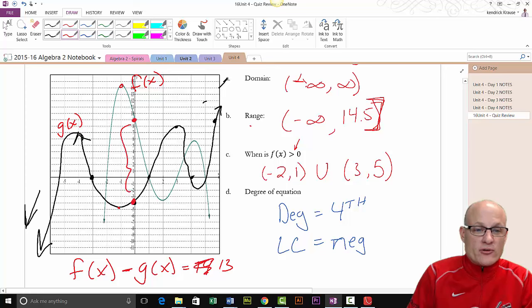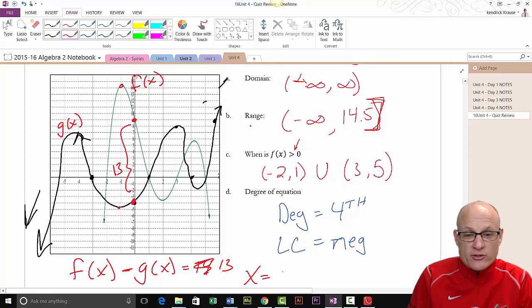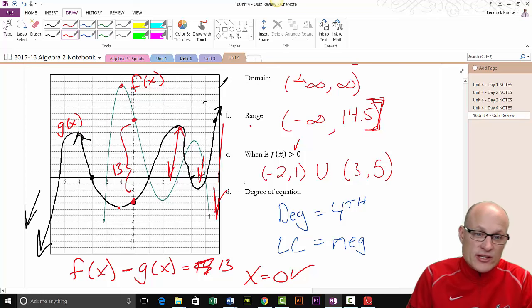Up 9 and down 4. Notice there's a difference here of 13. So for what value of x would that be equal? Oh, at x equals 0. No place else do they have a difference of 14. No place else. It might be over here somewhere. They might have a difference, but I can't see it.